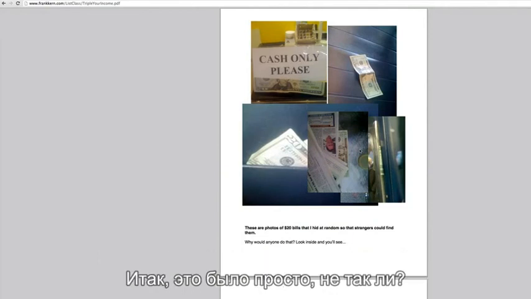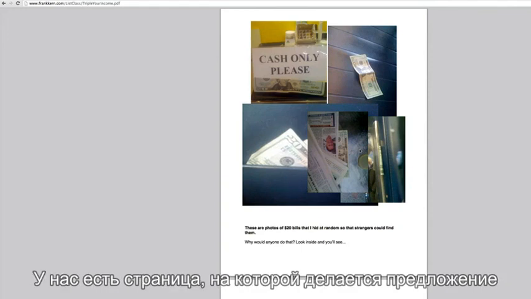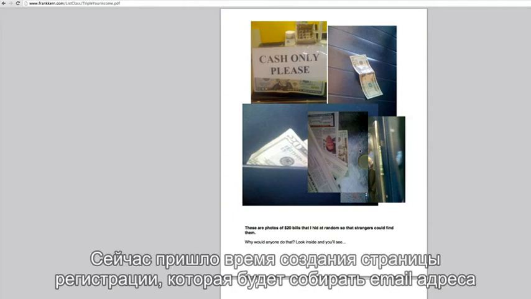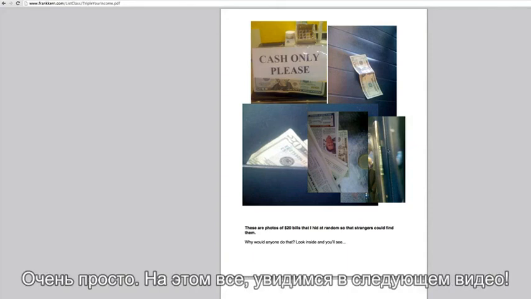So wasn't that easy? I mean, that was just what, a couple minutes. So now we have two pages necessary for your funnel. We have the page that makes the immediate offer, and we have the download page that gives them the stuff that we promised. So now it's time to build the actual opt-in page that collects the email address. So in our next video, I'll walk you through how to do that. Absolutely nothing to it. Very, very simple.